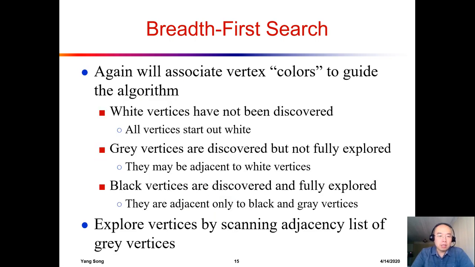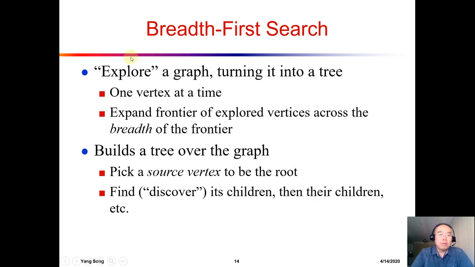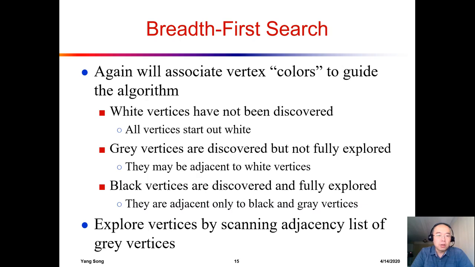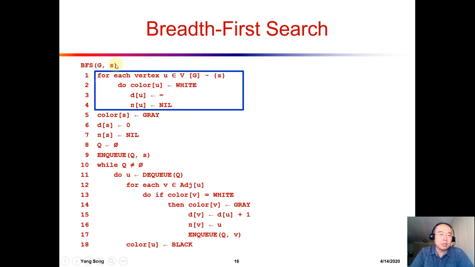So remember, the ultimate goal is, when we do the breadth first search, we want to explore the graph, and also we want to build a tree structure based on the graph, right? So s will be the root. And the first step, we have to do an iteration. So we have to visit each of the vertices, and we color that as white, and then we set d u as infinity, and the pi u as nil.